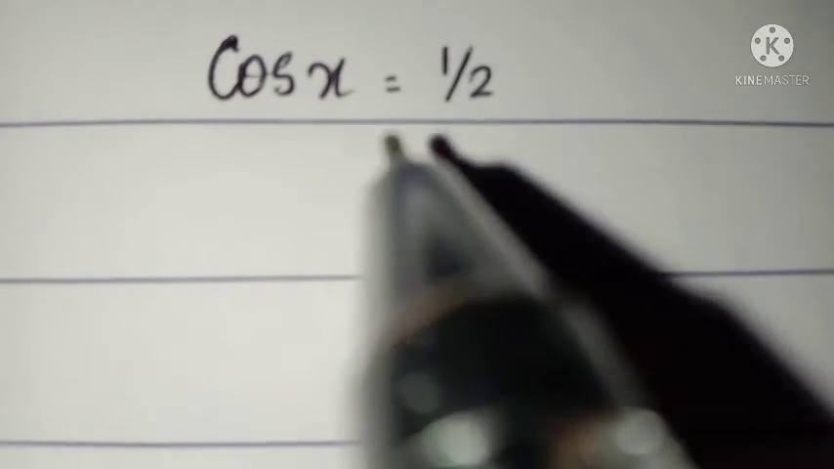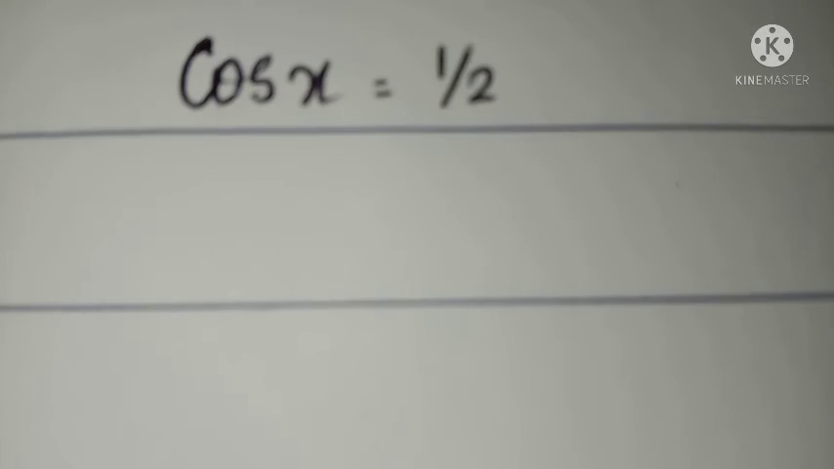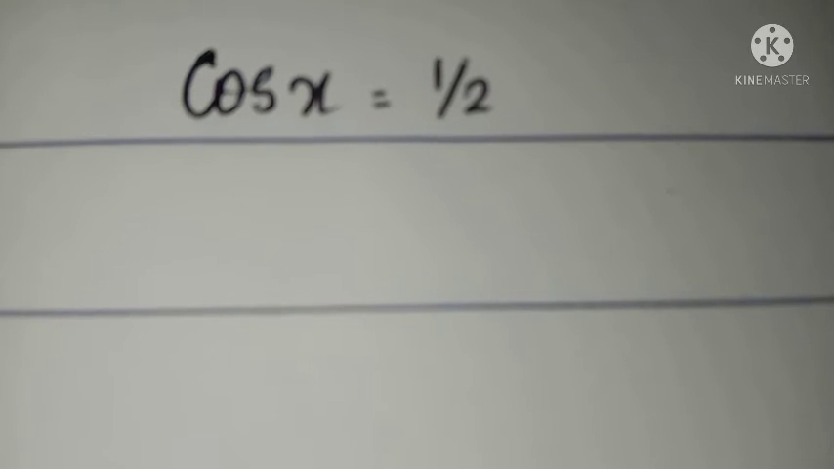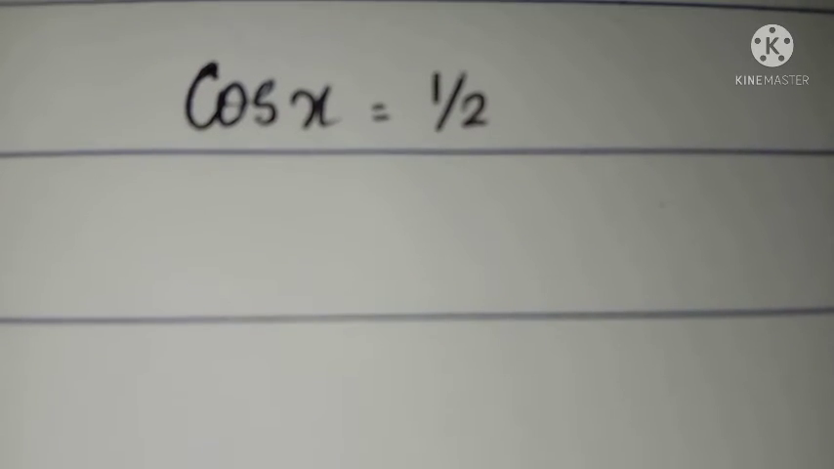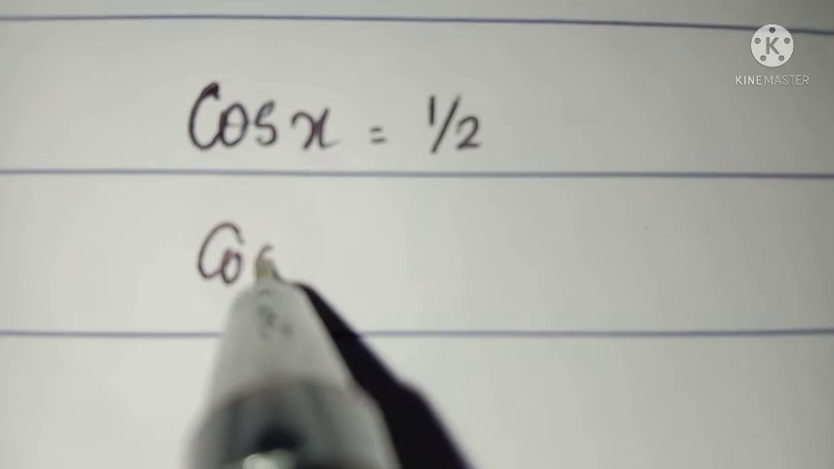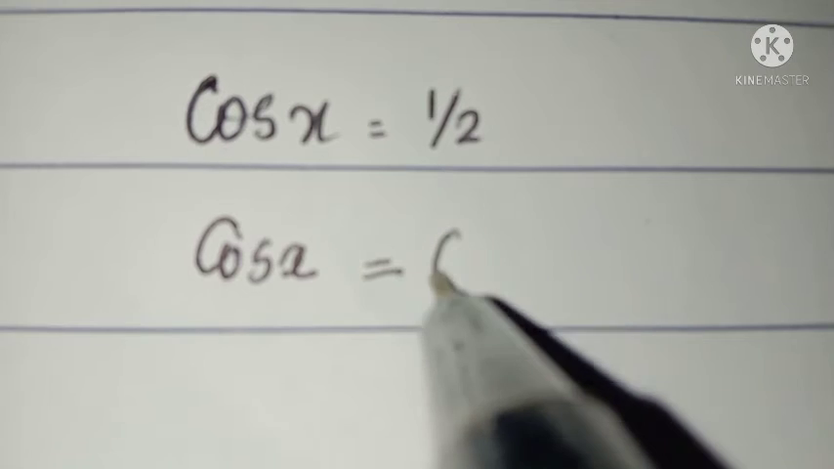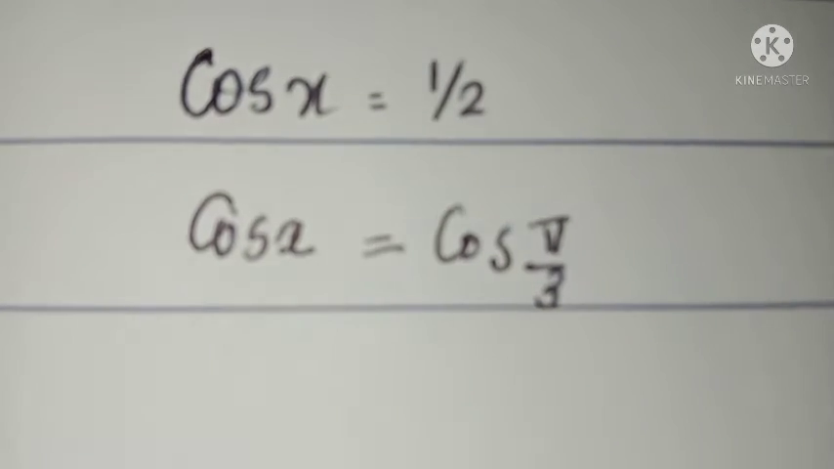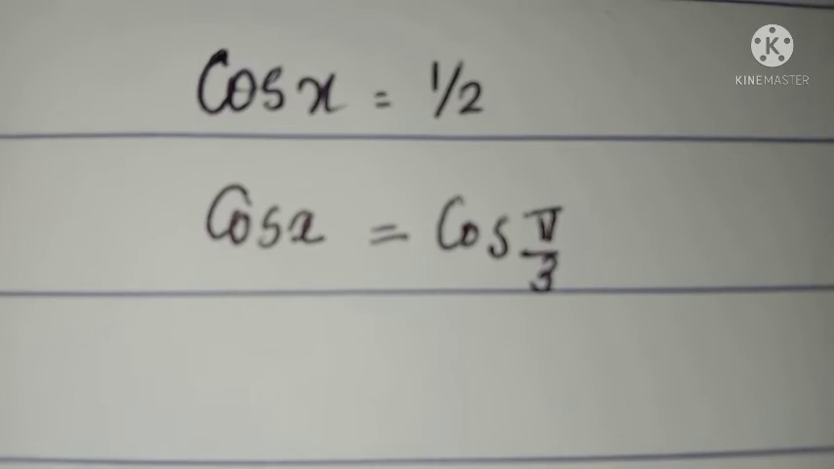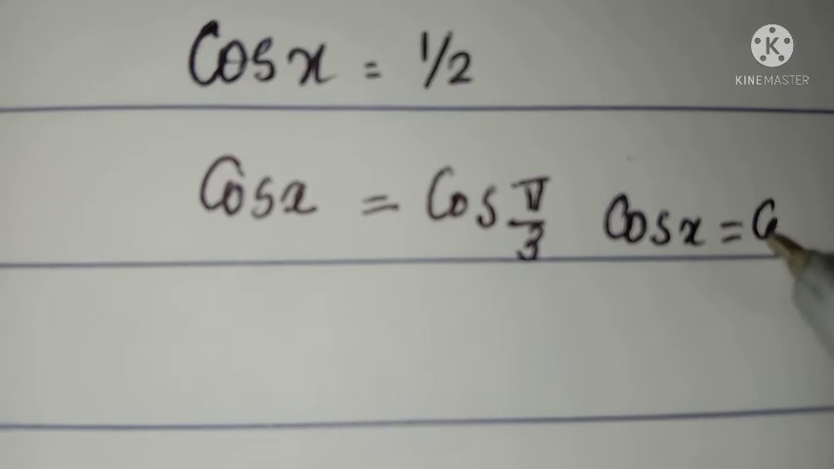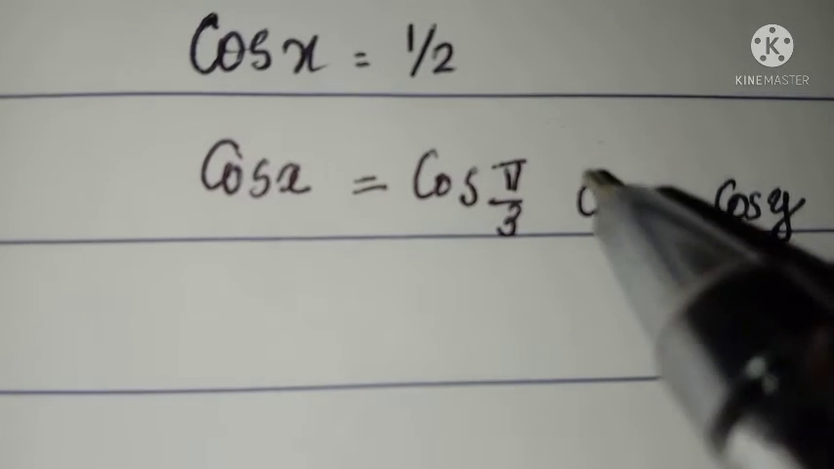Okay, let's see this example. Suppose we have the trigonometric equation cos x equal to 1 by 2. Listen, the left side is cos ratio, so the right side we need to convert in terms of cos. Listen, 1 by 2 means cos 60. So this can be written as cos x equal to cos 60. 60 degrees means pi by 3. Okay. So it is of the form cos x equal to cos y, isn't it? Cos x equal to cos y.